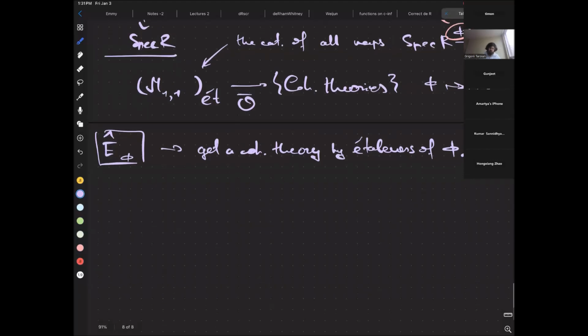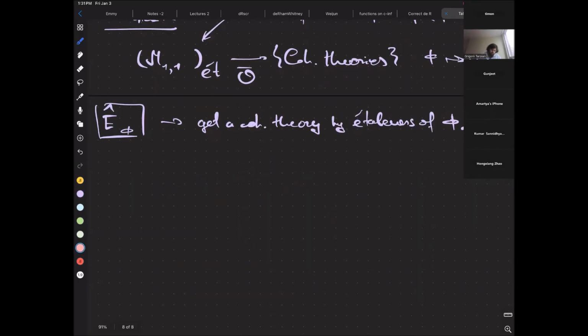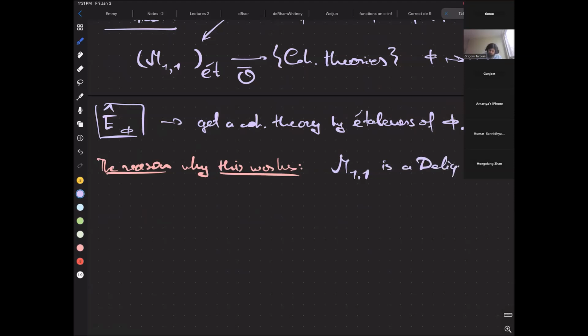So maybe another thing that I should mention here: you might ask, why do we even expect existence of many étale maps from affine schemes into our stack? And the reason why this works is that M11 is a Deligne-Mumford stack.